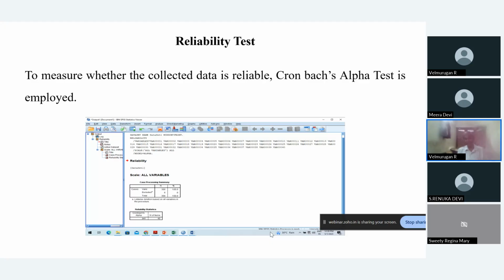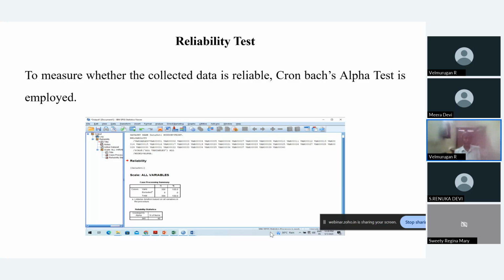For example, if you ask about monthly income, no one is ready to disclose the real monthly income or family income, or even the age. A few persons may exaggerate. So before carrying out analysis, it is advisable to employ a reliability test.